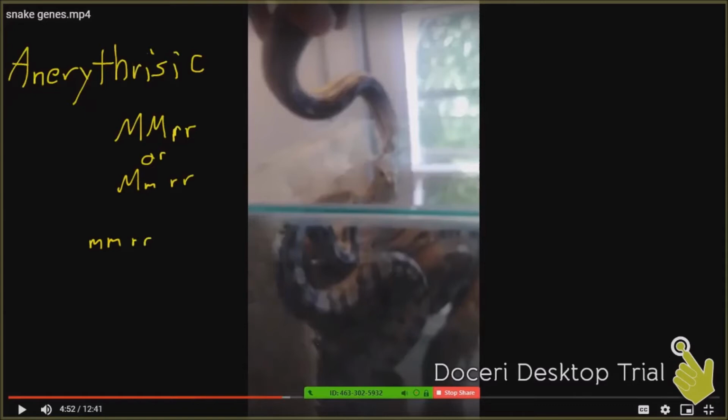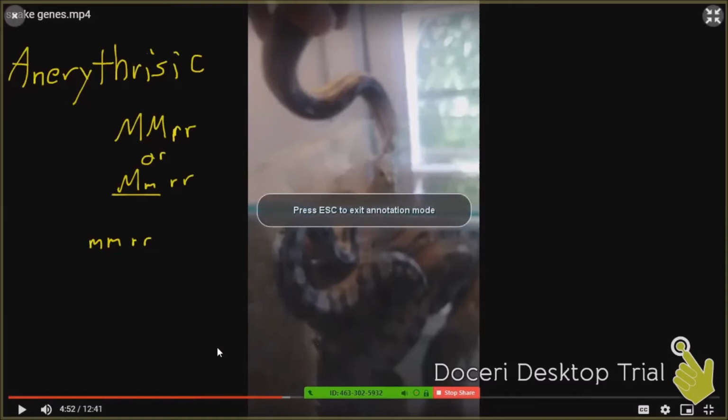Because in order to get a snow corn from something that looks anerythristic, you would have to have two parents that are heterozygous. If either parent is homozygous dominant for the black pigment, then there's not a chance of the baby getting two little m's. And we're going to look at that in just a minute. Let me play just a little more of this.